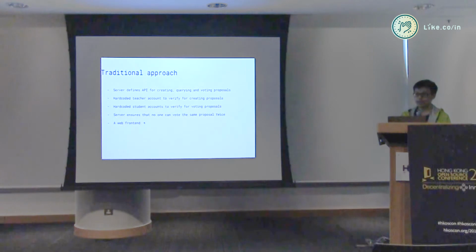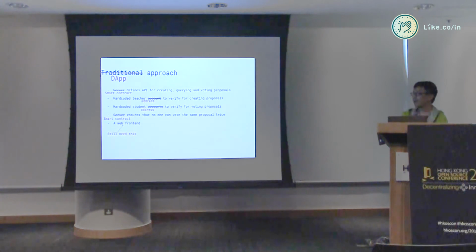The traditional approach is first, the teacher finds a server and hosts his application. The application will define some API, maybe a RESTful API, for creating, querying, and voting on the proposals. And the teacher's account or identity will be hard-coded inside the application, so the application can verify that only the teacher can create proposals. And the list of student accounts is also hard-coded in the database, so the application can verify that only the students can vote on the proposals. And the server will ensure that every student can only vote once for each proposal. After writing the server, the teacher just needs to write a web front end for the students to access the server. This is the traditional approach, and what would be the Dapp approach?